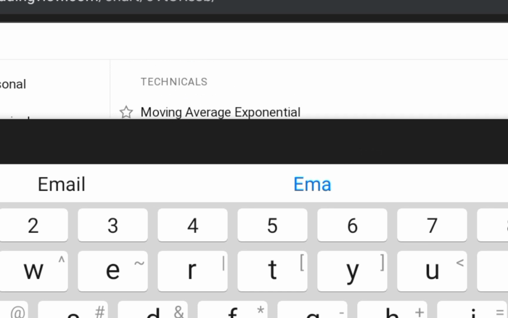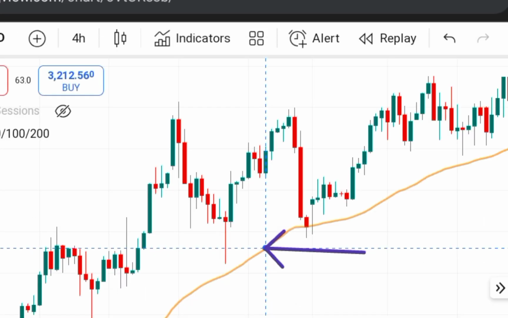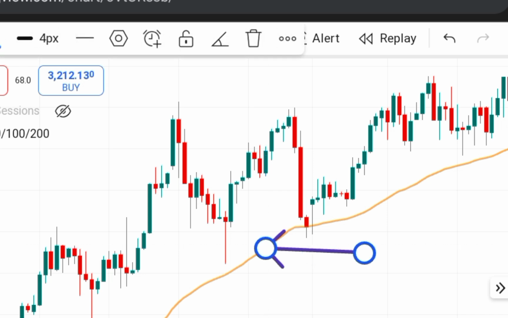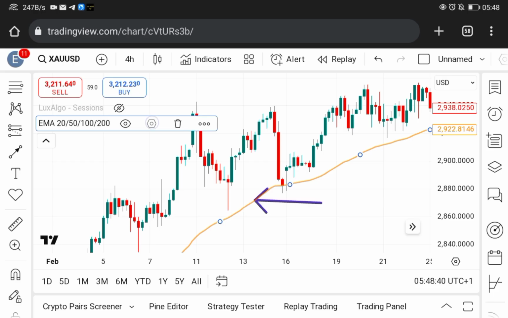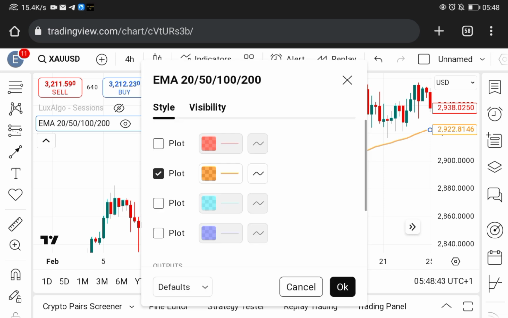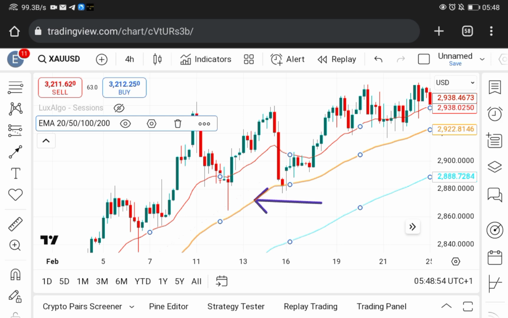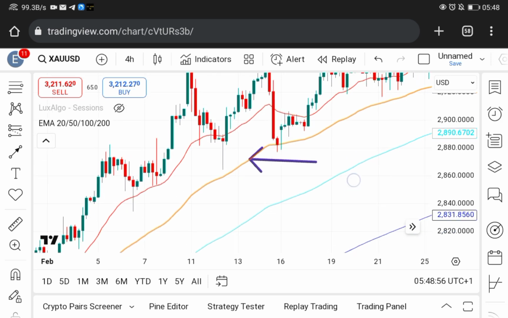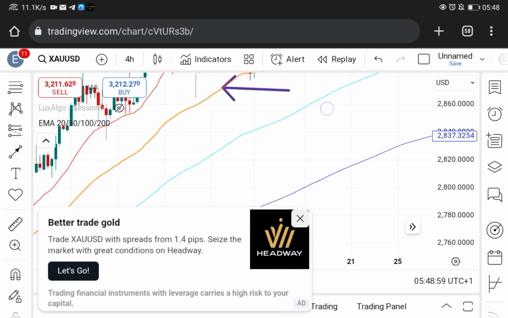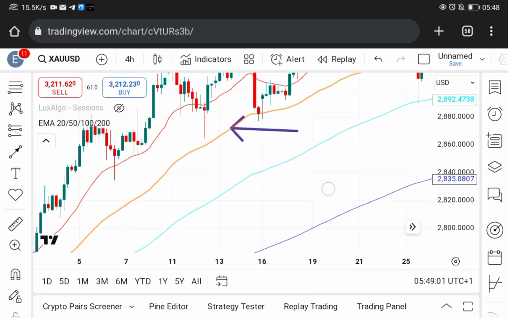Once you click on it, you close the interface, then you go back to your chart. This is not how it's going to appear on your chart. You are the one to set it up to what you want. So you click on the EMA setting. Once you click on the EMA setting, you will see that this EMA has different plots. I was the one who disabled some to fit what I wanted. So if I enable it, this is what you will see. You will see multiple EMAs, multiple averages crossing each other.